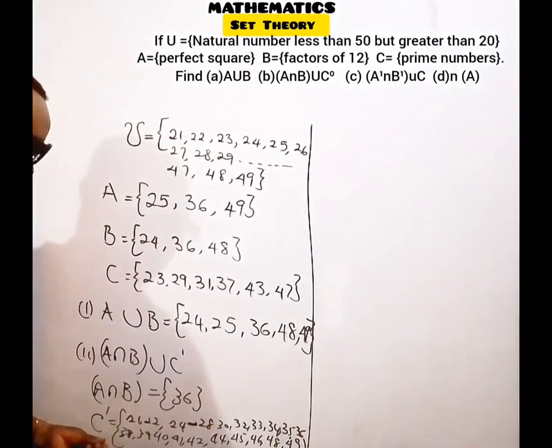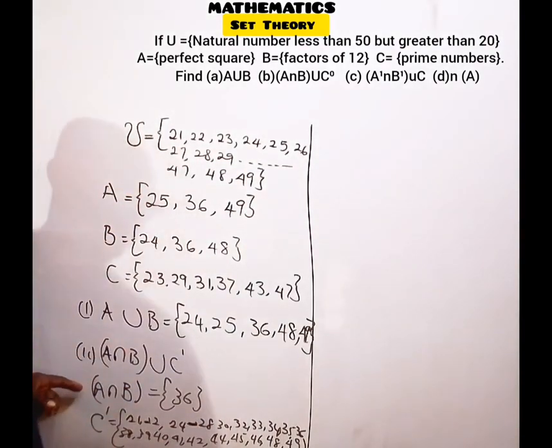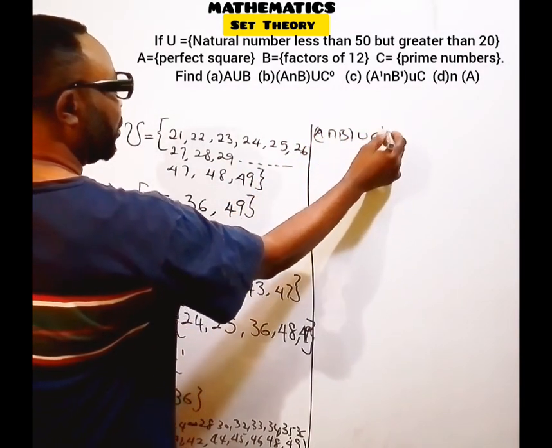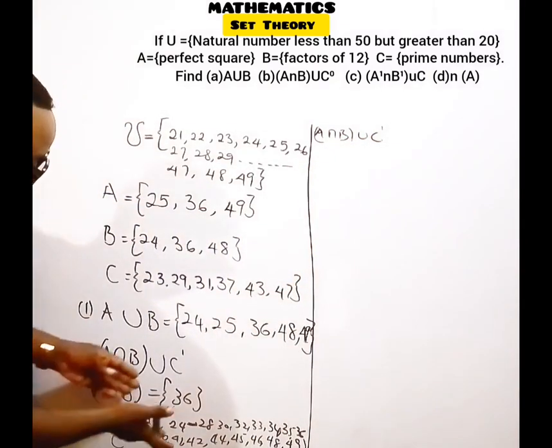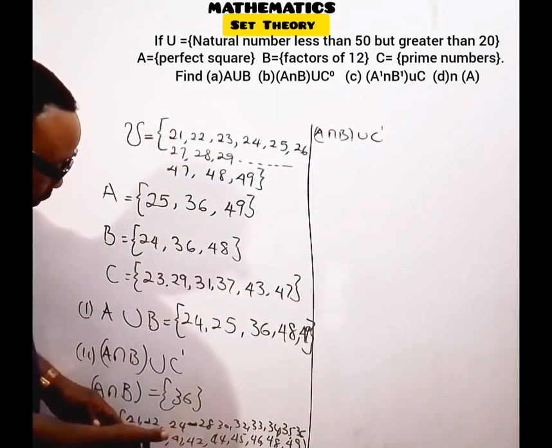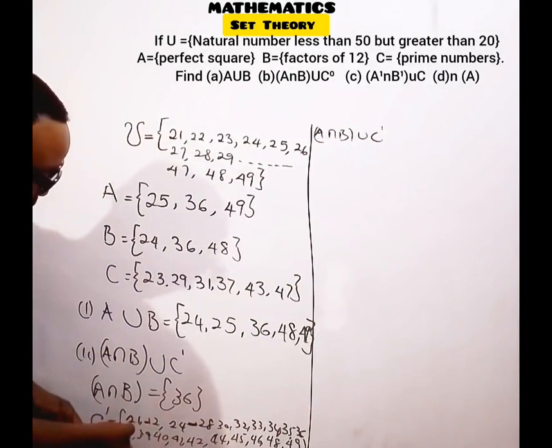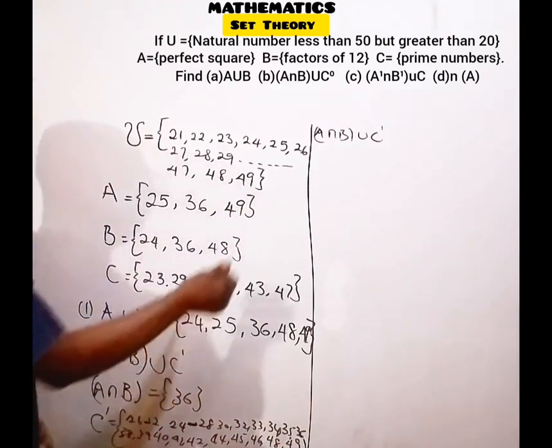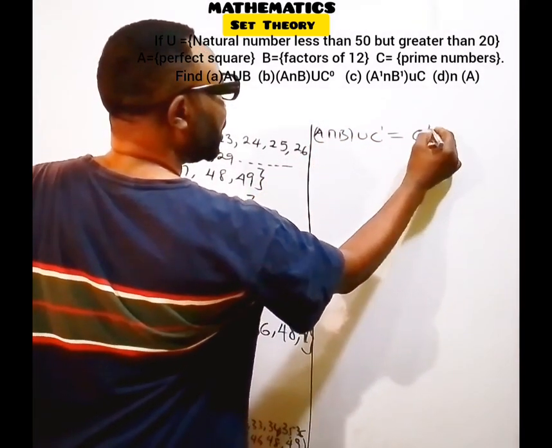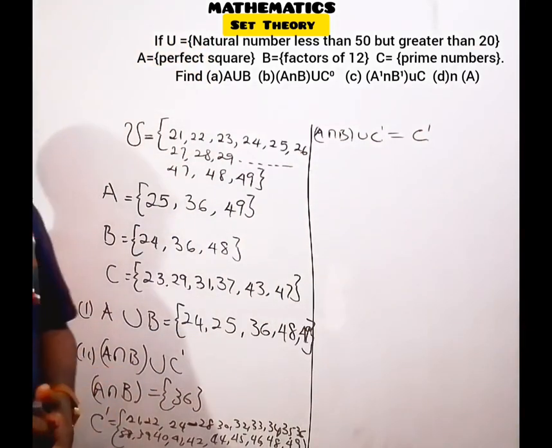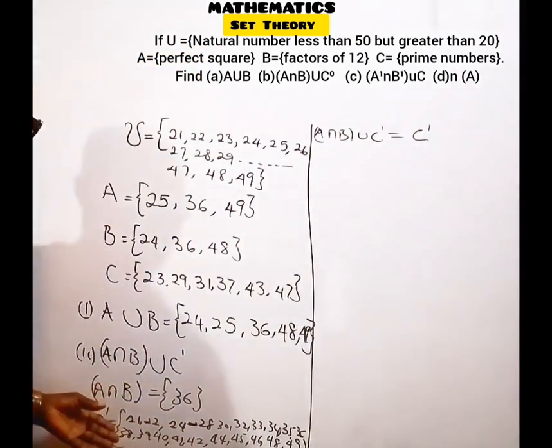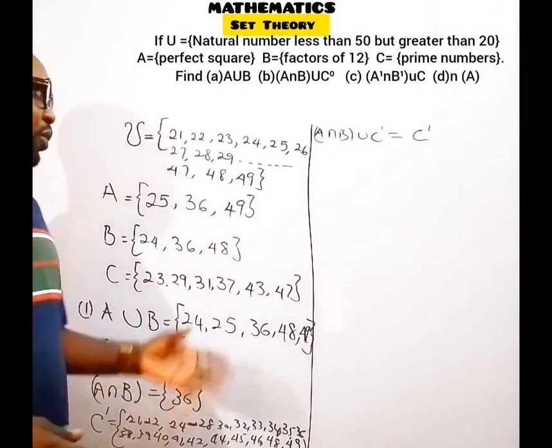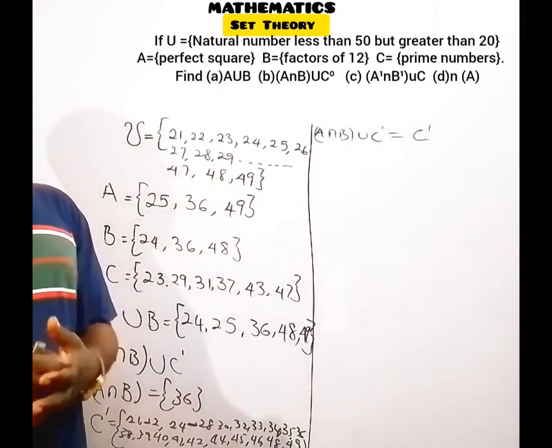Now we go ahead in solving the question. We are to find the value of A intersection B union C complement, which is just the addition of 36 to what we have here. You can see that 36 is already part of C complement, so it is equal to C complement. That is the value we get for this expression.